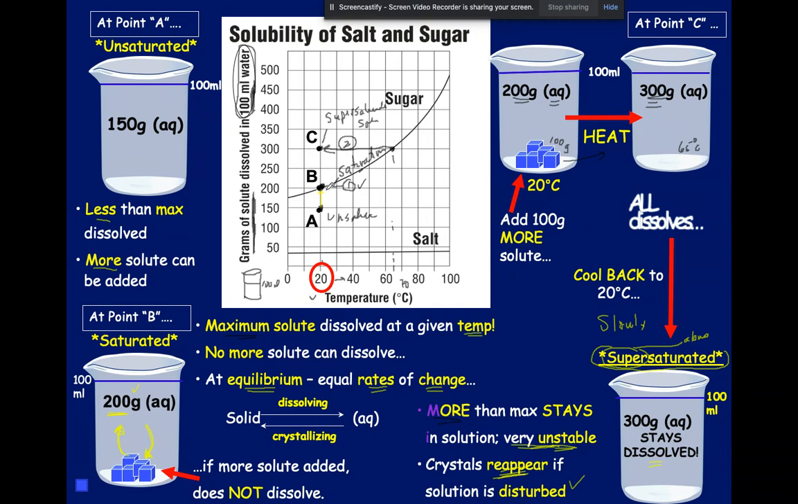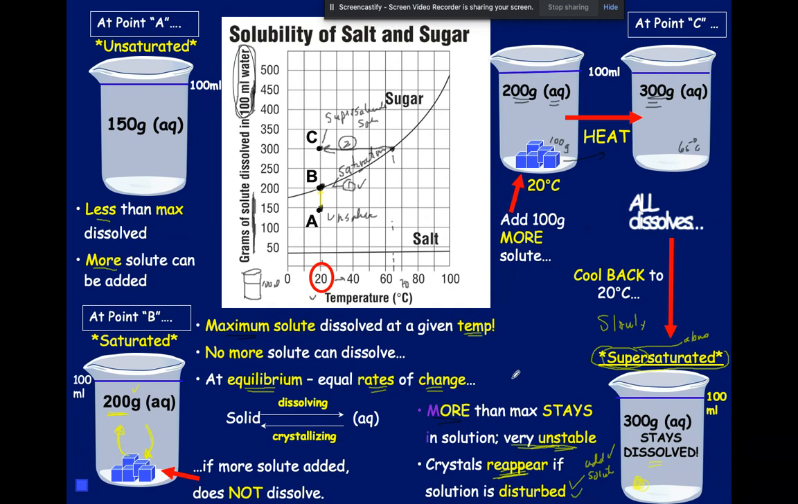Now if you take a saturated solution and you add some more solute, you'd expect it to go to the bottom. And if you heat that solution to a higher temperature, you will dissolve that solute. However, if you cool it back slowly and carefully, you can cause that extra solute to stay supersaturated in the solution. If you take this unstable solution and you add solute to it, you can get the crystals to come out and reform again if the solution is disturbed.